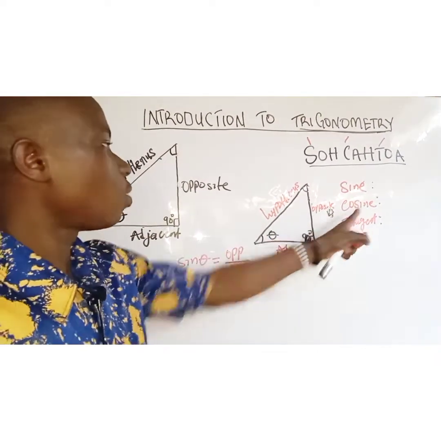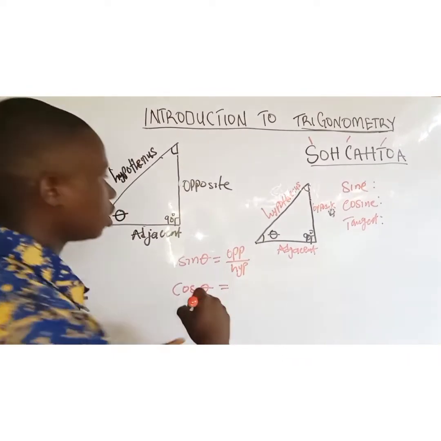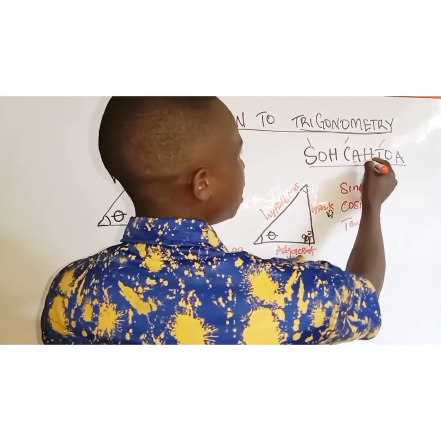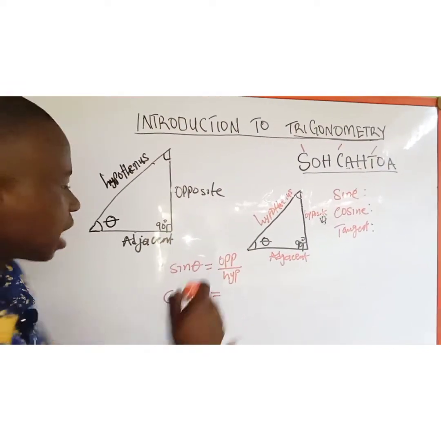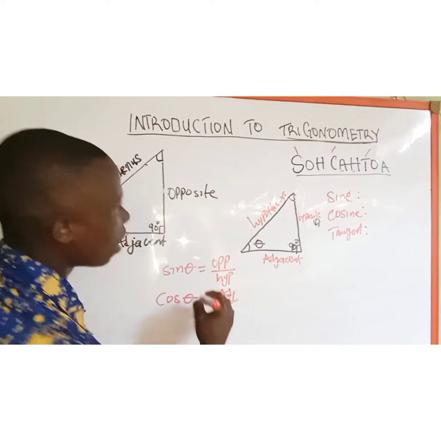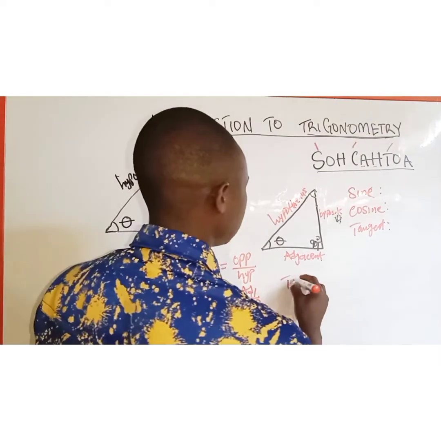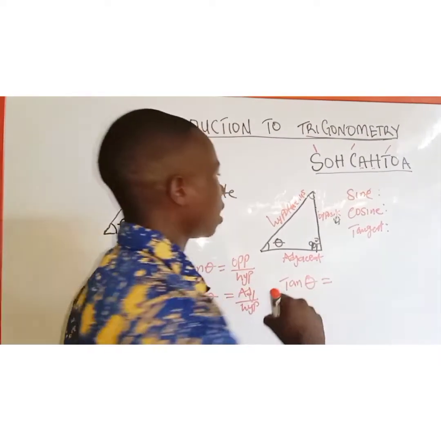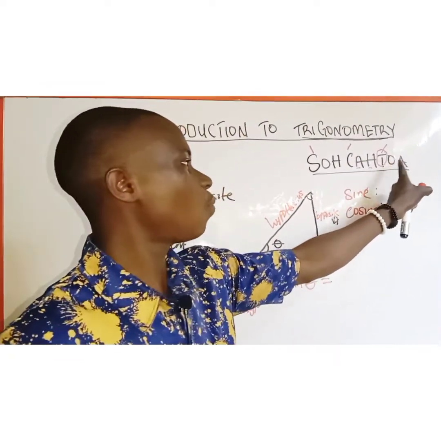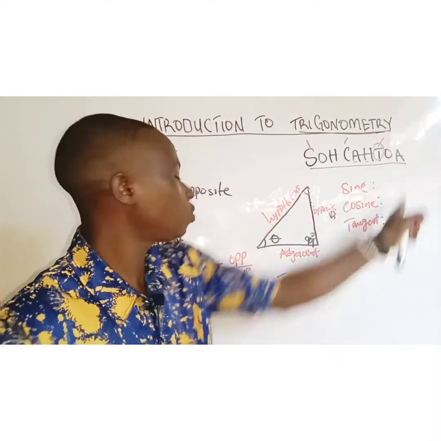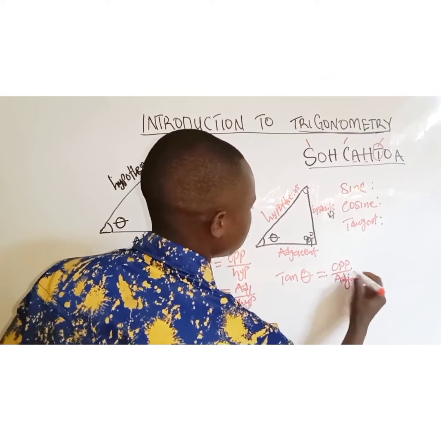Let's go to the next one, which is cosine. It's also called cos theta because of this angle. Cos theta is equal to A over H, where A represents adjacent and H represents hypotenuse. So we have adjacent over hypotenuse. The next one is called tangent, tan theta. From the word SOHCAHTOA, tan theta is O and A, where O means opposite and A is adjacent. So we have opposite over adjacent.